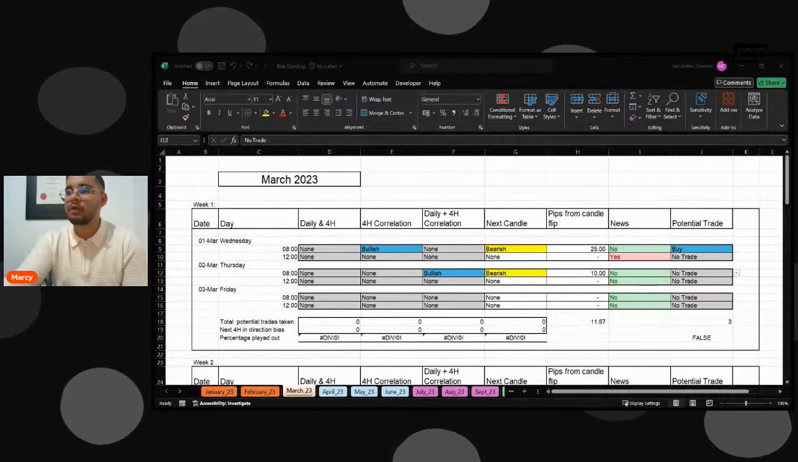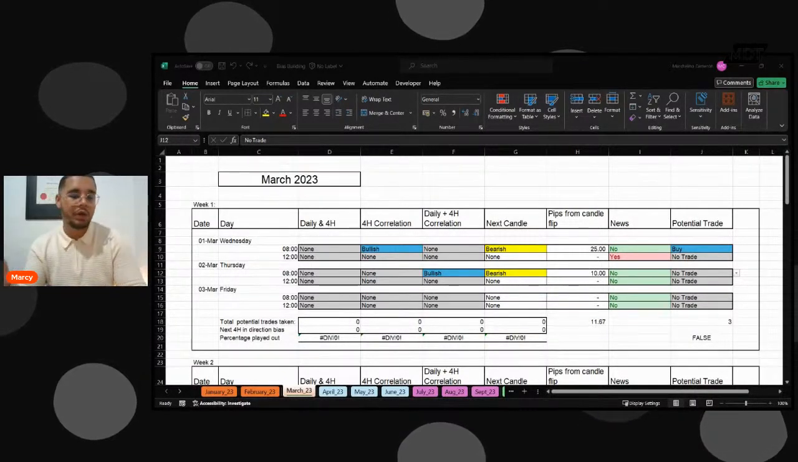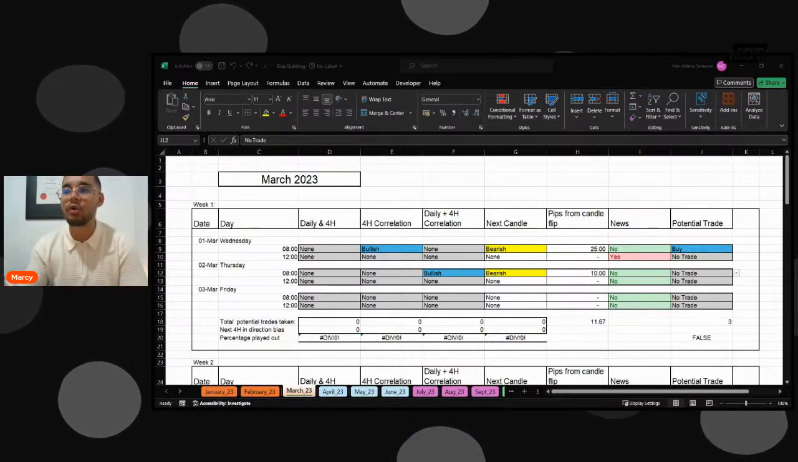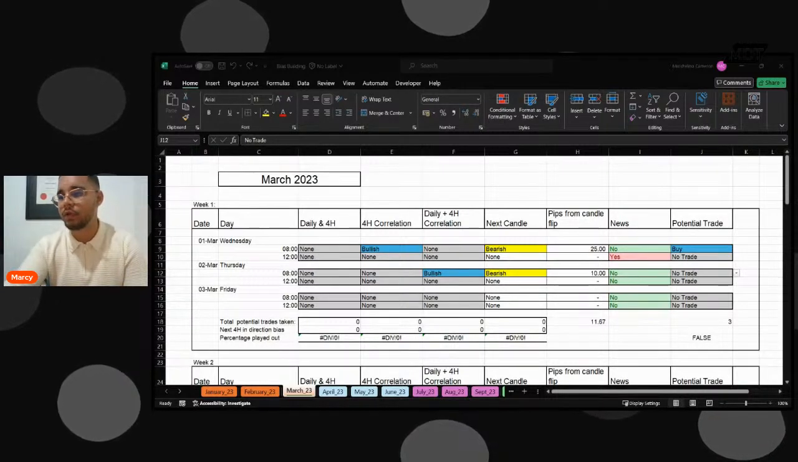So we have a bearish candle. We know that the previous daily candle was bullish. So we know that we don't have daily and 4H time frame aligning. So the only way we'd be able to potentially trade is if we have 4H correlation. So let's go across all pairs.